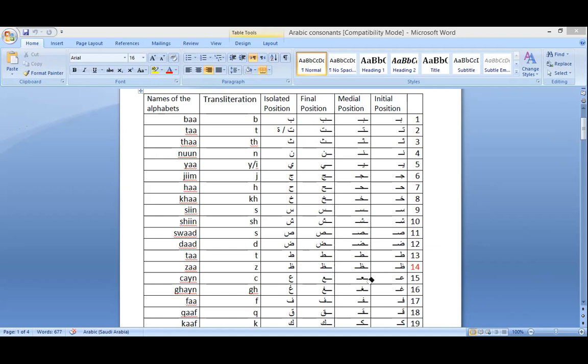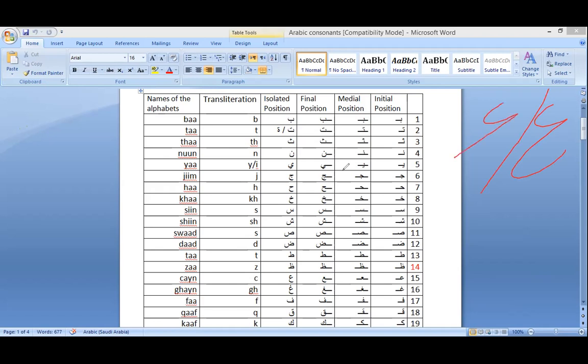Now A and Gha. This is A initial, A middle, A final, and A isolated. Gha initial, Gha middle, Gha final, and Gha isolated. So A and Gha, sorry, they have these two shapes again. This is the second letter, A, and Ra is the third letter that changed its shape. This is Ra isolated.